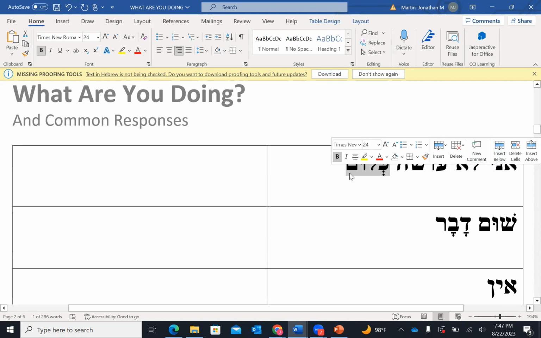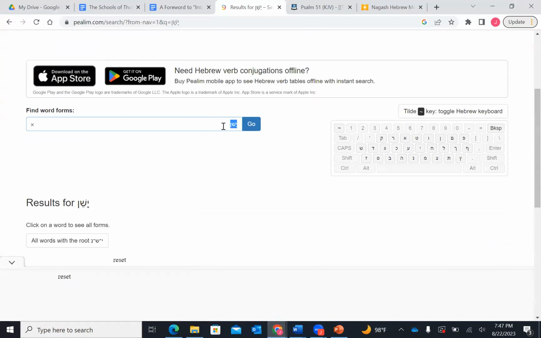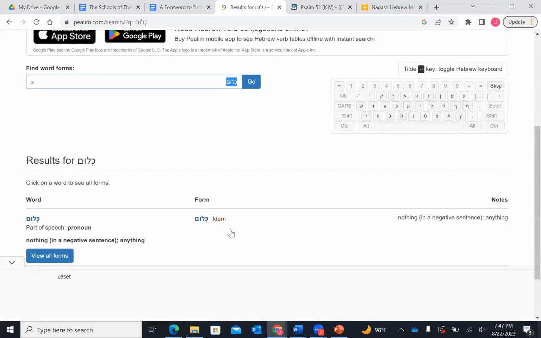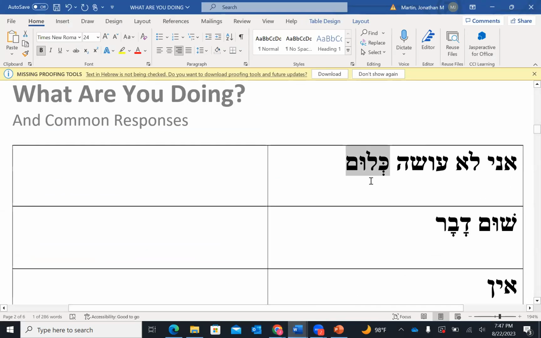What's this here? Somebody sound it out. Cologne. Okay. What do you think cologne means? Well, Kalav is milk. Close. Anything. Cologne. Anything. Ani lo osa cologne, right? I'm not doing anything. Like that.